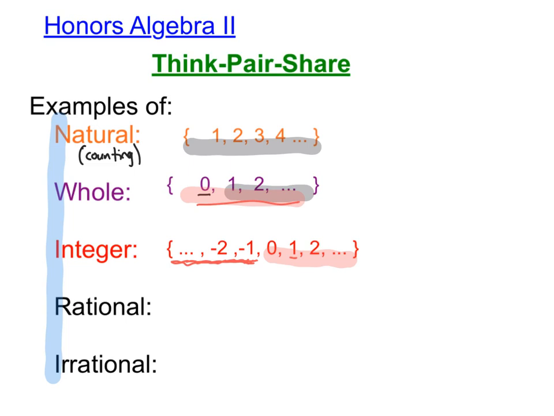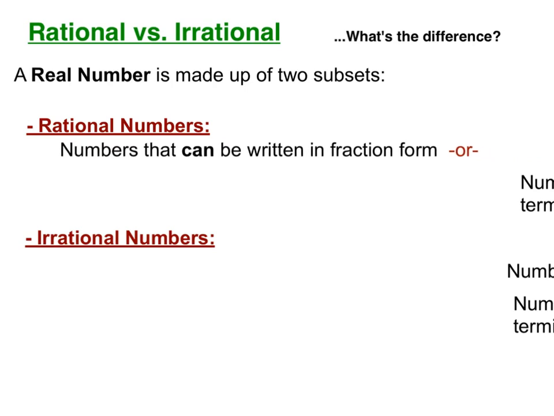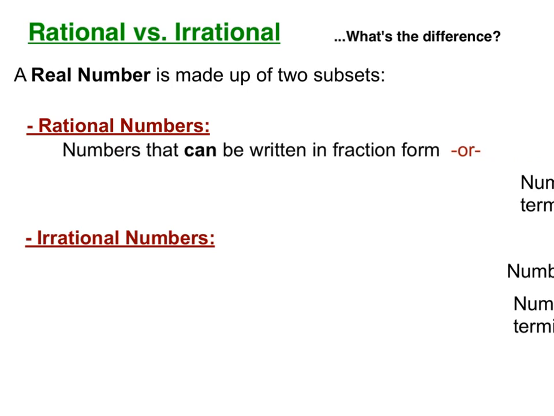Now, to talk about rational and irrational, we're actually going to go to another slide because their definitions are a little more complicated. So here we have rational versus irrational as the title there. What's the difference? Well, the real number is really made up of two subsets. So rational numbers are, very easily, we could say, numbers that can be written as a fraction. So 1/2, 2/3, all right, those can be written in fraction form. What else do I know about those numbers? Like 1/3 or 1/2 or 1/4 or even 3/4.